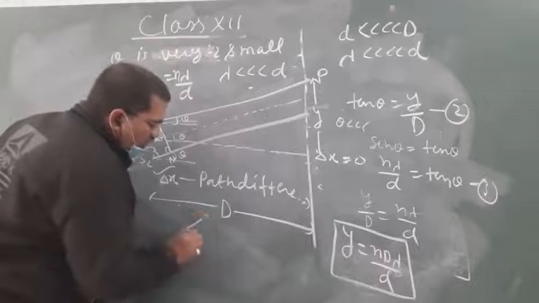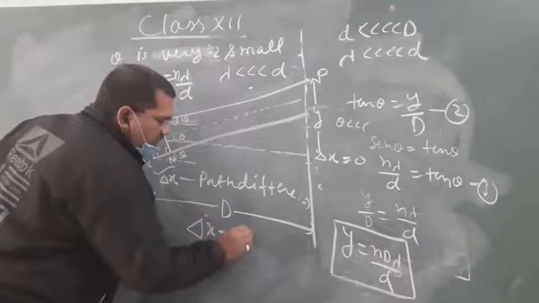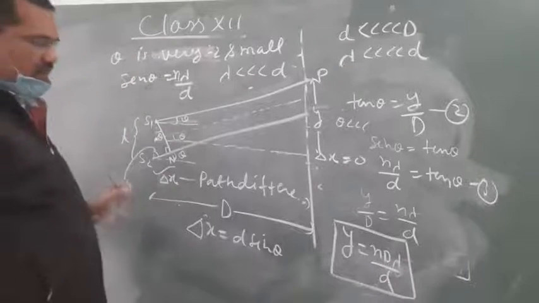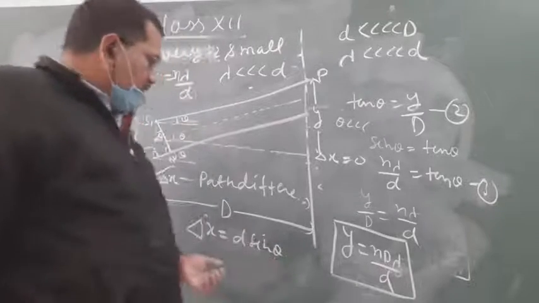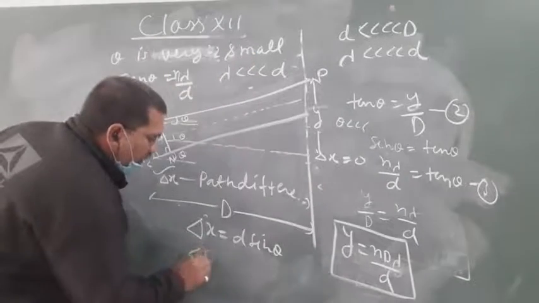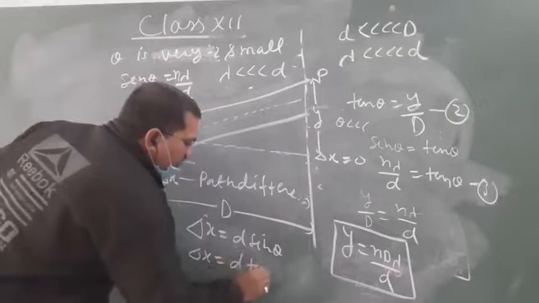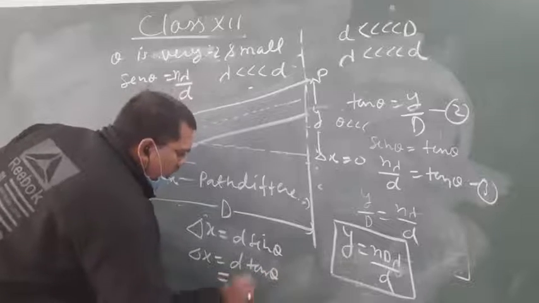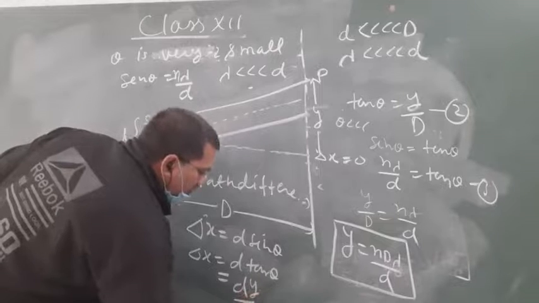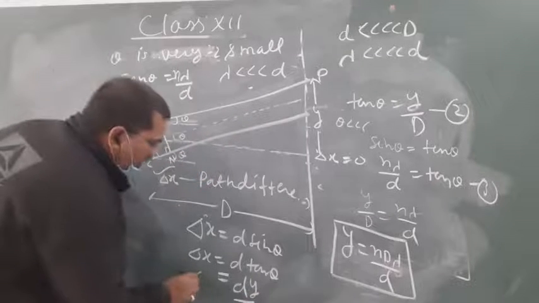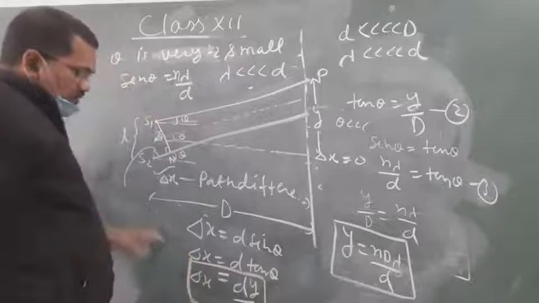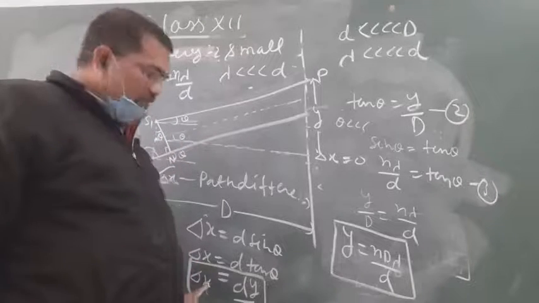As we know, path difference is delta x equal to d sin theta. In terms of path difference, and sin theta is equal to tan theta, you can write here delta x equal to d tan theta. So tan theta equal to y by D. So delta x equal to dy by D. This is the path difference between two waves.